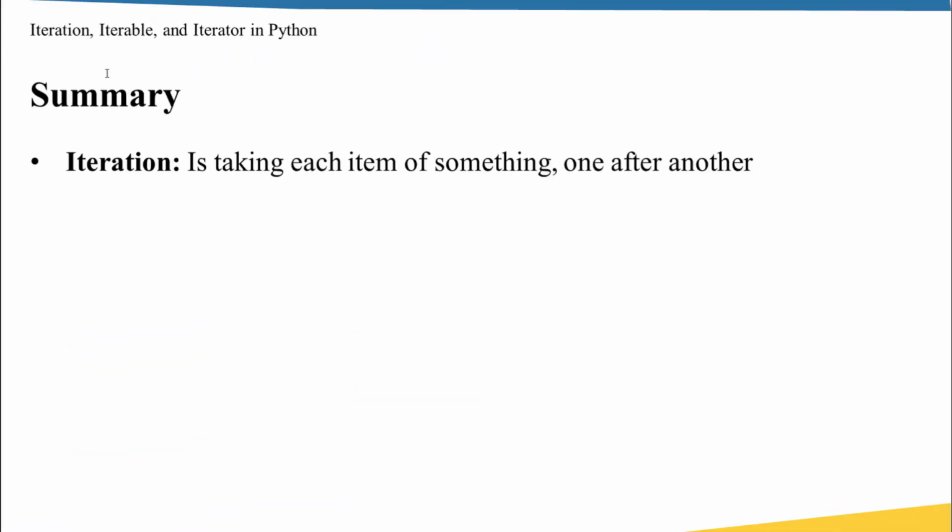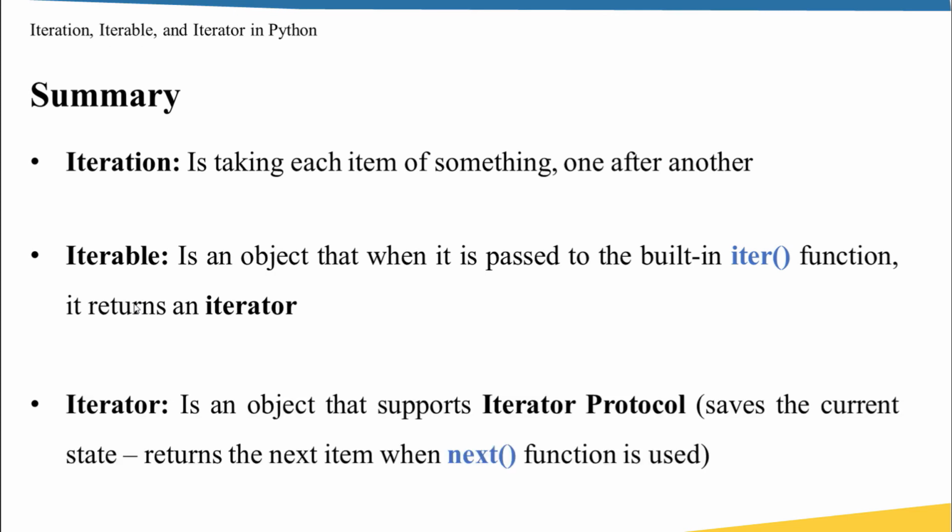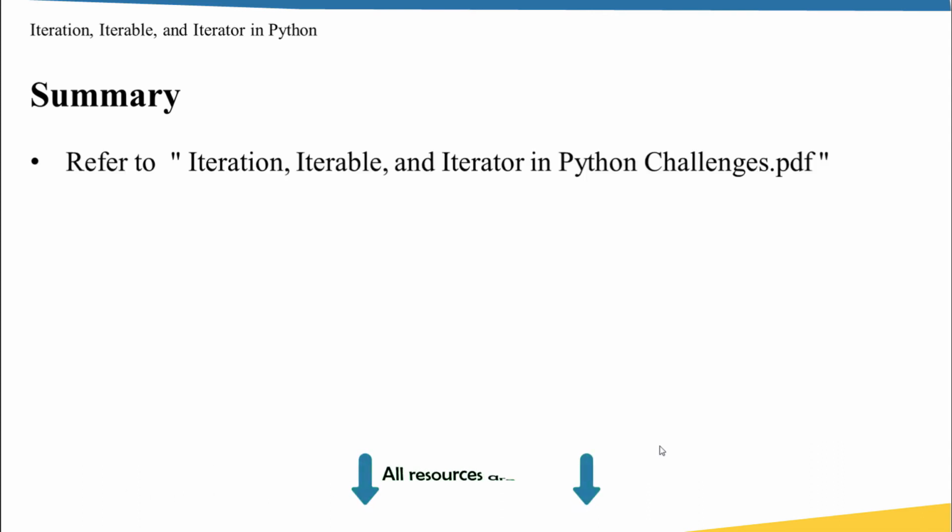Now let me summarize what we have learned in this lecture. Iteration is the process of taking each item of something one after another. An iterable is an object that, when passed to the built-in iter function, returns an iterator. An iterator is an object that supports the Iterator Protocol, which means it saves its current state and returns the next item when the next function is used.